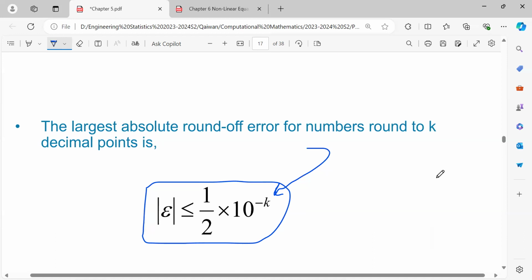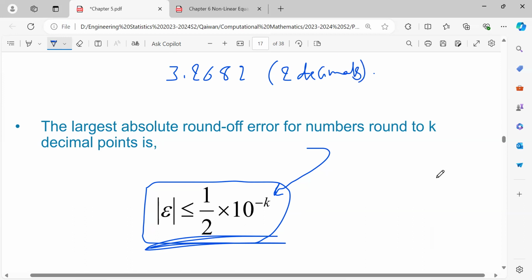Now, here we apply this one. We say if we have, let's say, 3.2682, and we round it to 2 decimals, what do we do? We need to find its rounded value, which is approximately equal to 3.2. Look, this is the second decimal point. We look at the next one. It's 8. It's greater than 5. So we say it's 7. 6 becomes 7 as the next decimal point is greater than 5.